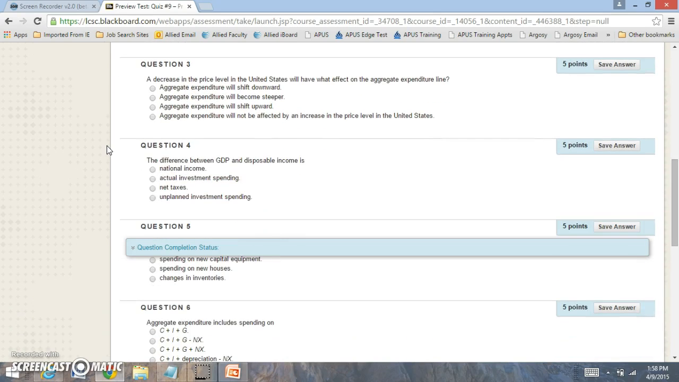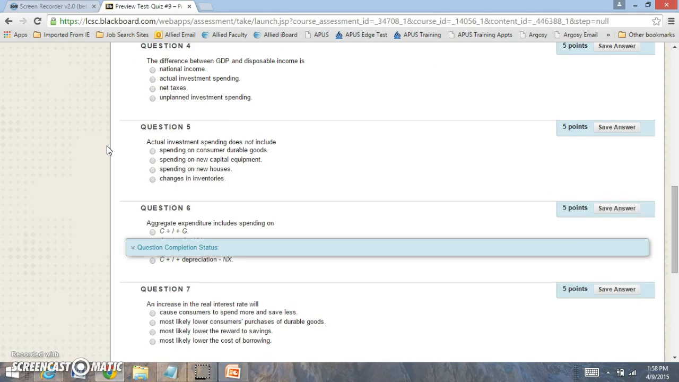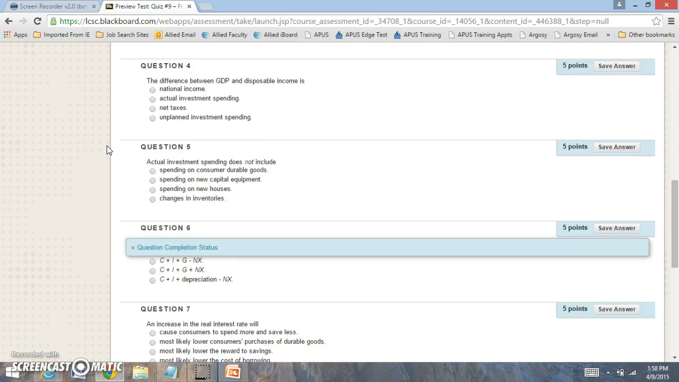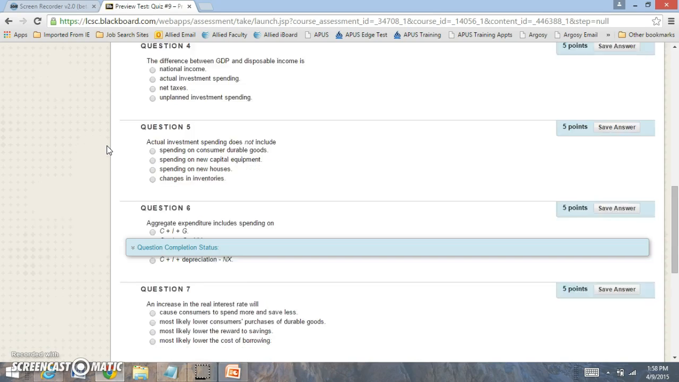Question 3, looking at the decrease in the price level. If you have a decrease in the price level, you know that people can buy more. So the aggregate expenditures will shift based on this. Question 4 is looking at the difference between GDP and disposable income. And when we look at GDP, we're looking at how much is being produced, and disposable income is looking at how much people have to spend.